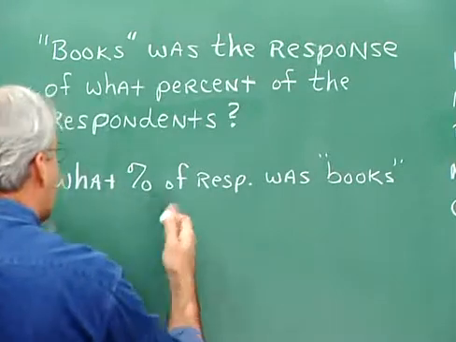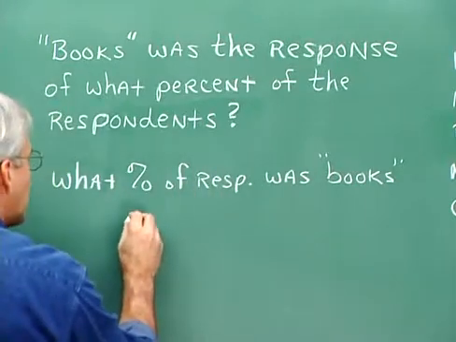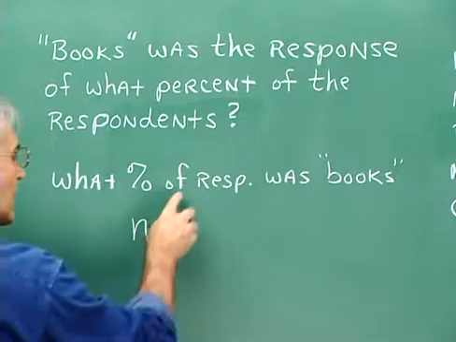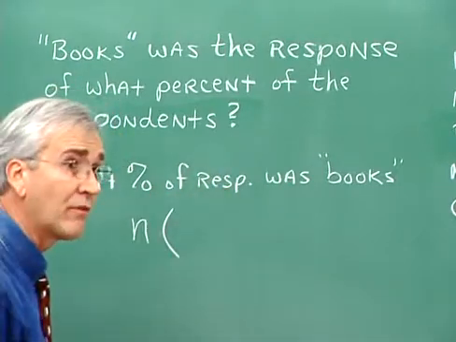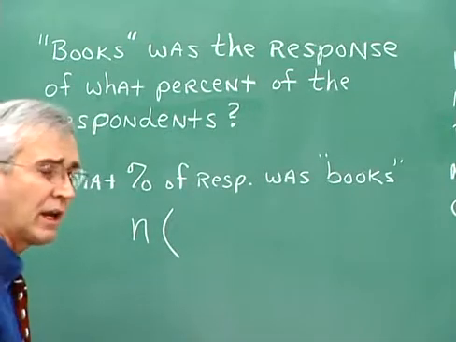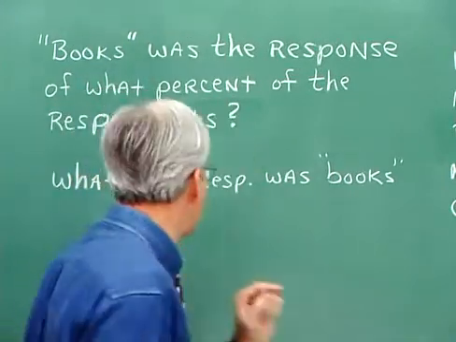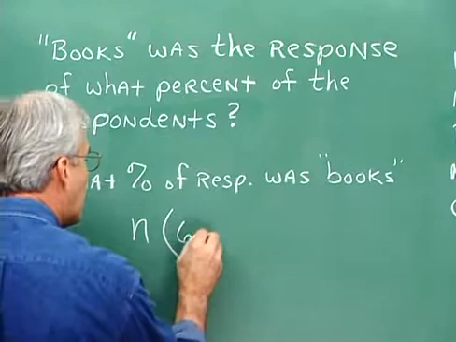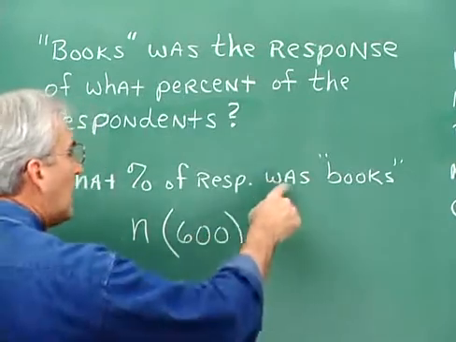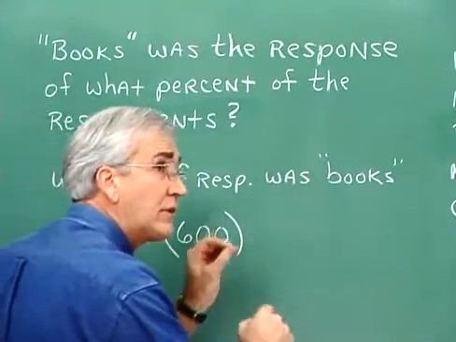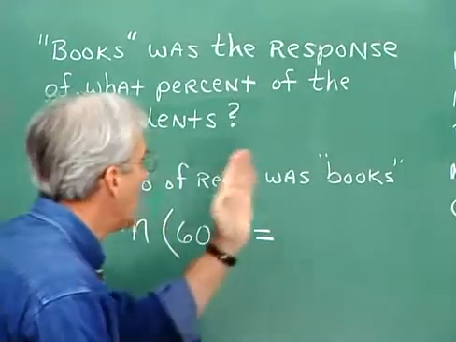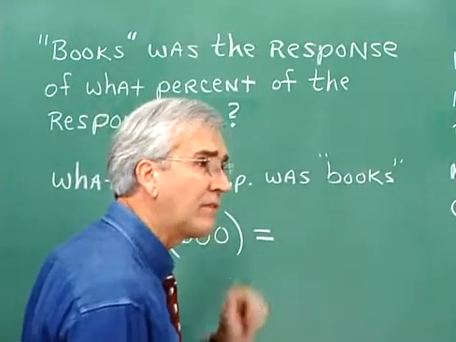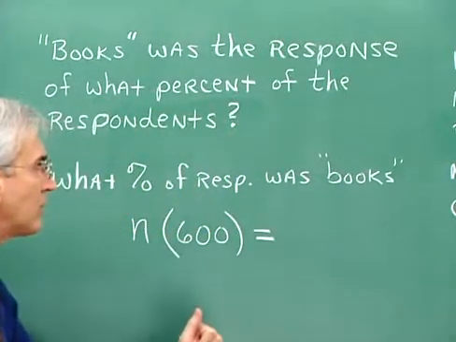So what percent? Gee, that's the unknown, so it would be something like N, or N percent. Of means times. Respondents. Well, gee, that's the total number of respondents in the entire study. We were told that that was 600. So it's what percent of 600 was, that's a verb form, you see, and the equal sign goes in that position. The respondents for books.